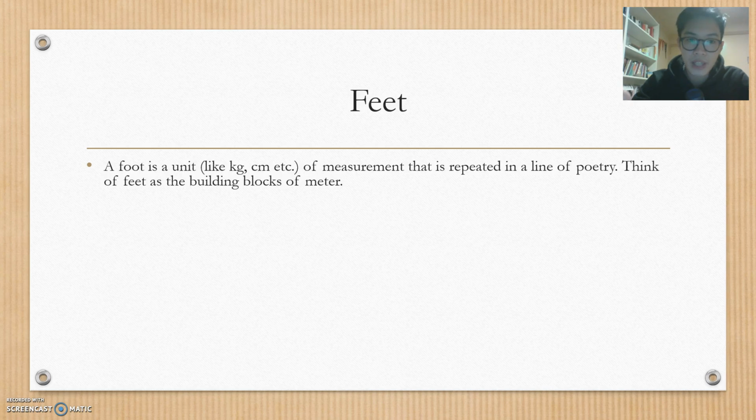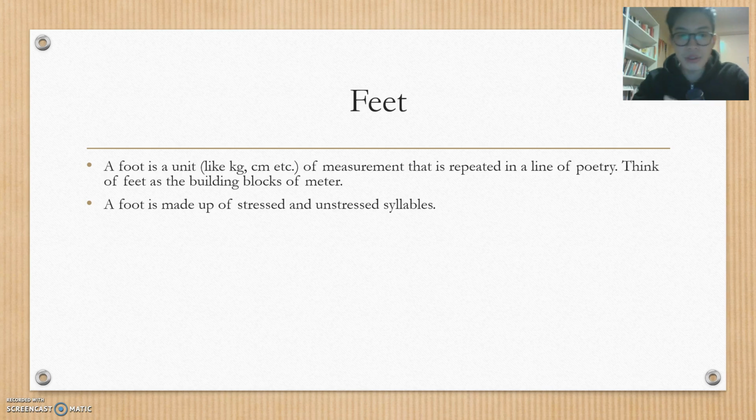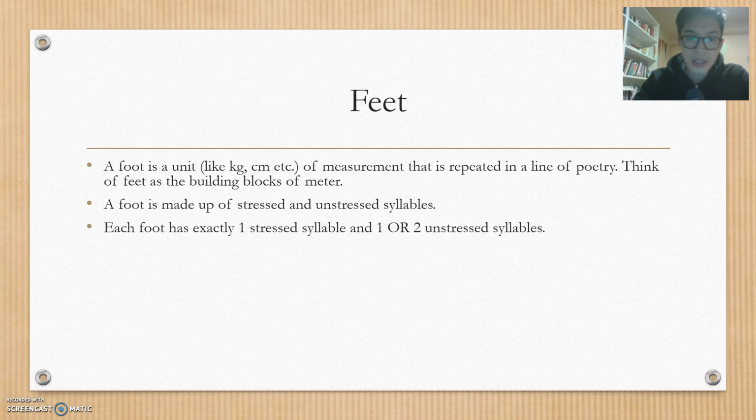Now, feet are made up of syllables, stressed and unstressed syllables. That's where the link is between this video and the previous one. So a foot is made up of stressed and unstressed syllables. Each foot has exactly 1 stressed syllable and 1 or 2 unstressed syllables. And you'd be hard-pressed to find any foot that has any more than that. Once again, each foot has exactly 1 stressed syllable and 1 or 2 unstressed syllables.